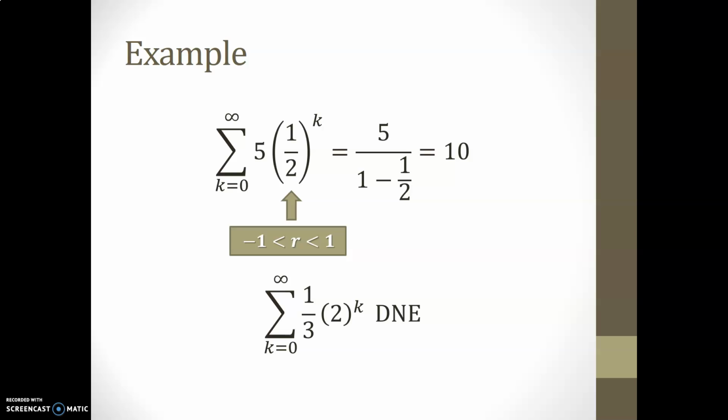Just to contrast, here 1/3 is the a0 term, and the ratio itself is r equals 2, so bigger than 1. Without even having to calculate the terms of this series, we know that its sum does not exist. It's a diverging geometric series.